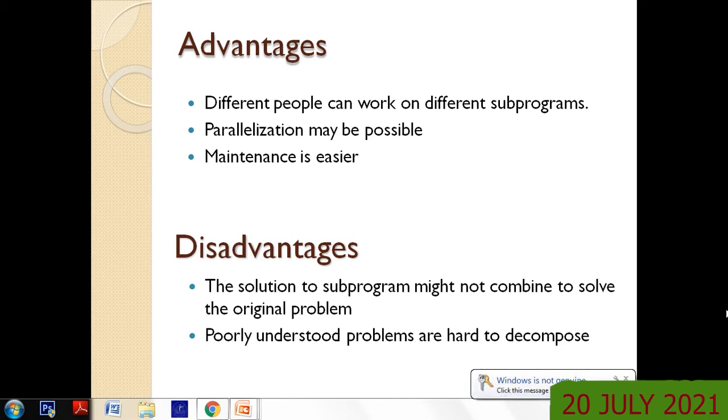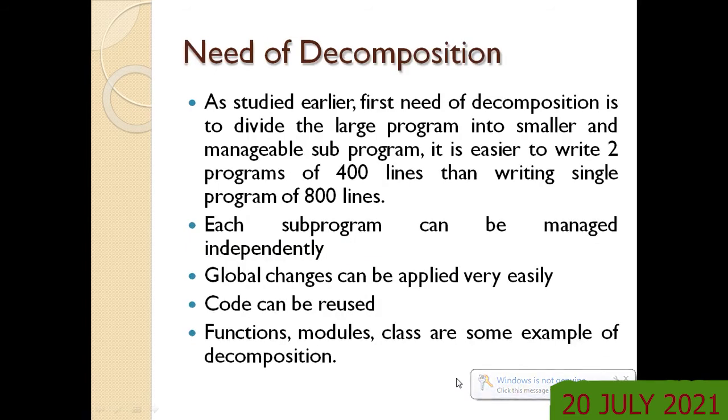Now let us see what is the need for decomposition. As studied earlier, the first need of decomposition is to divide the large program into smaller and manageable subprograms. It is easier to write two programs of 400 lines rather than writing a single program of 800 lines. Each subprogram can be managed independently, changes can be applied very easily, and code can be reused.